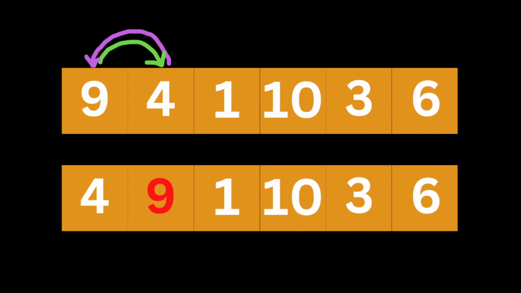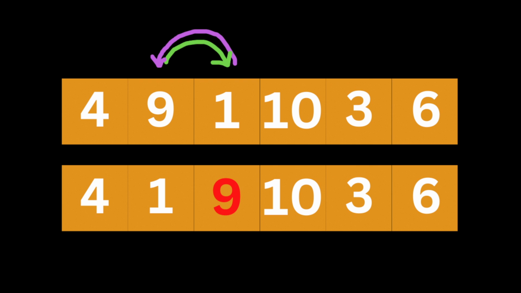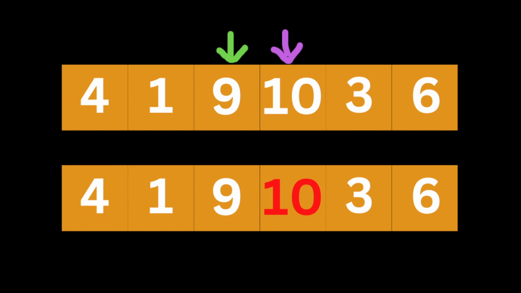As I said, we have the list 9, 4, 1, 10, 3, and 6. We take the number 9 and compare it to the number 4. Is 9 smaller than or equal to 4? No, so we swap them in place, and we move to the next number. Is 9 smaller than or equal to 1? No, so we swap them. Now we compare 9 to 10. Is it smaller or equal? Yes, so we don't do anything and we move to the next number, which is 10.